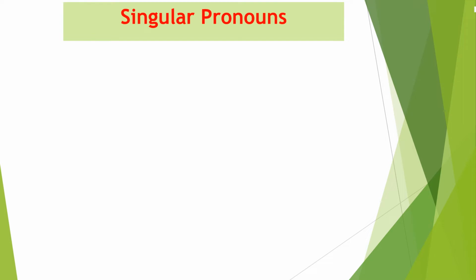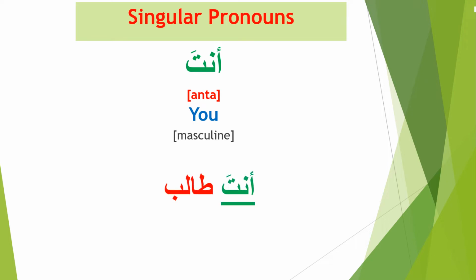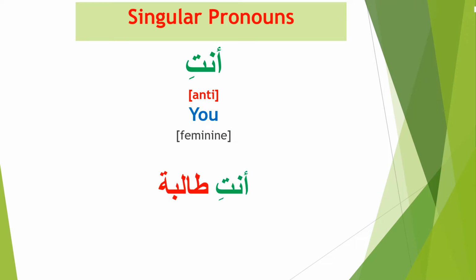So, singular pronouns. أنا, I. Example: أنا طالب. I am a student. أنت, you, for a masculine. Example: أنت طالب. You are a student. أنت, you, for a feminine. Example: أنت طالبة. You are a student.